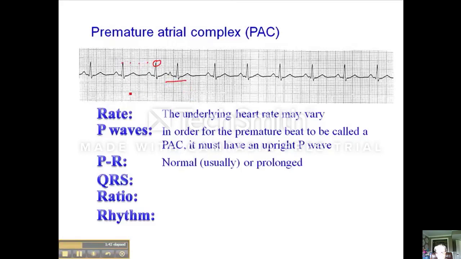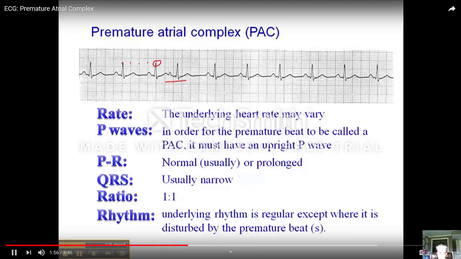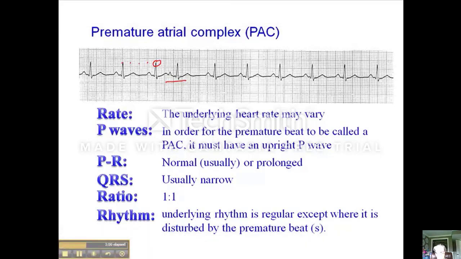The PR interval is generally normal or maybe prolonged. The QRS is usually narrow. The ratio is 1:1. And the underlying rhythm is regular except where it's disrupted by a premature beat. So what we want to know when we're assessing a patient and documenting what we see on the ECG is what's the underlying rhythm, what's the heart rate, what is the ectopic beat, and how often do they occur. So are we seeing just occasional PACs? Are we seeing frequent PACs?